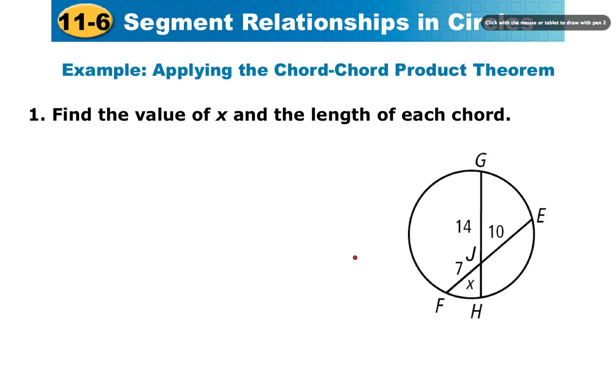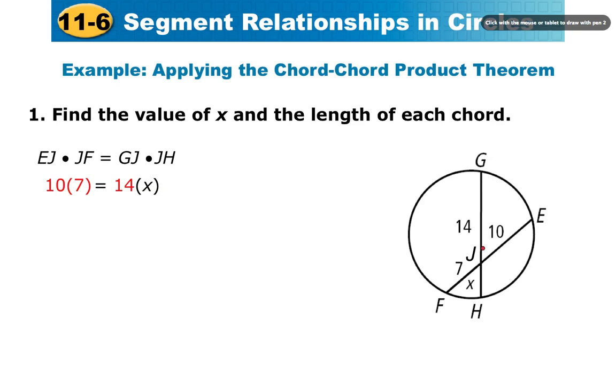It says find the value of x and the length of each chord. So if we apply that theorem that you just saw, theorem 11.6.1, this is what you get. EJ times GF equals GJ times JH. So you substitute those distances, those segments. 10 times 7, this is 10, this is your 7, equals 14 times x.